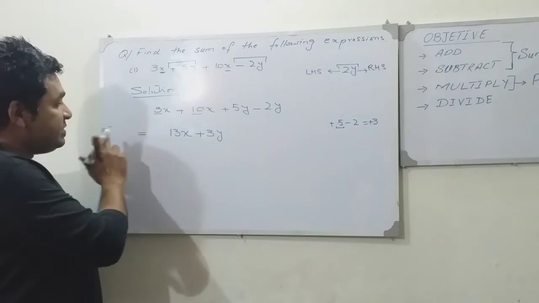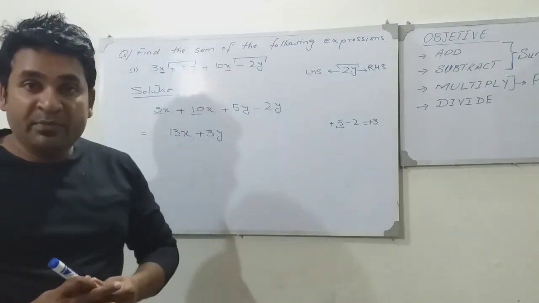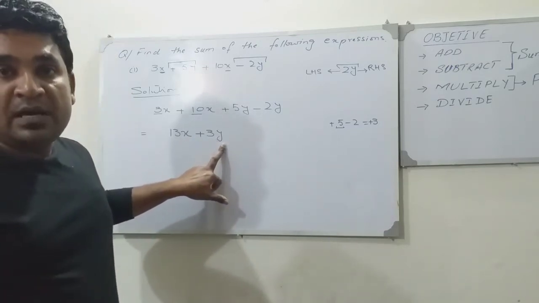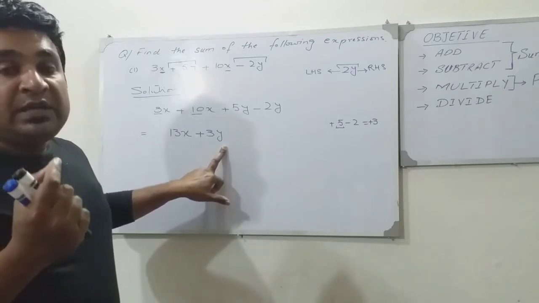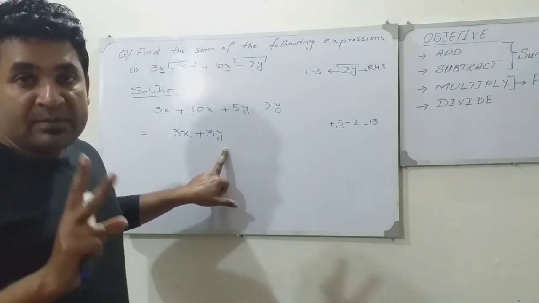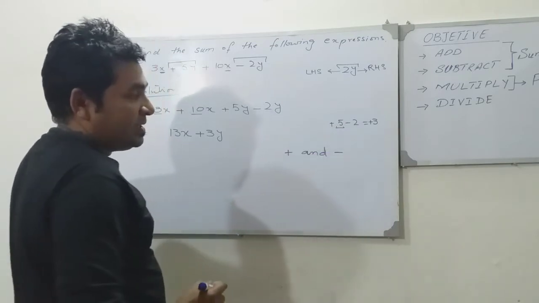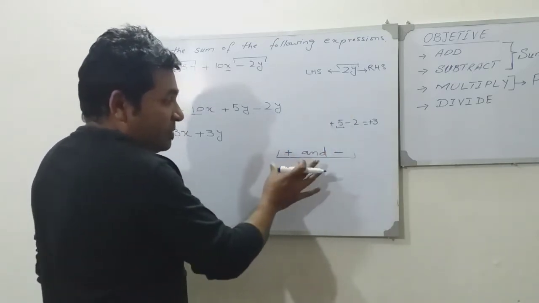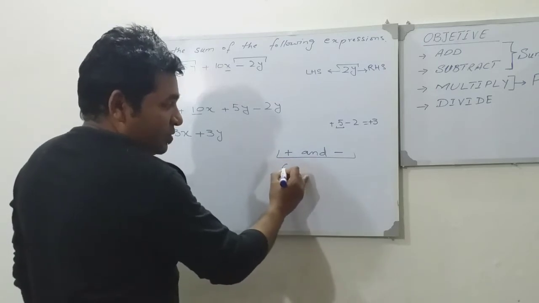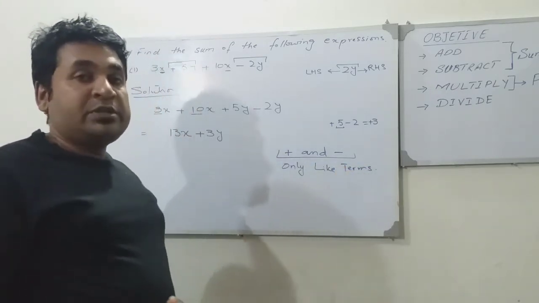So now this is 13x, this is positive 3y. There is a sign of addition between them, but if I ask you whether these are like terms or unlike terms, what will be your answer? You will quickly check their variables. This is x, this is y. They are unlike, not the same, so we cannot add unlike terms and we cannot subtract unlike terms. I am talking only about two signs, addition and subtraction. We can apply these two signs only to like terms, and you should know which terms are called like terms.